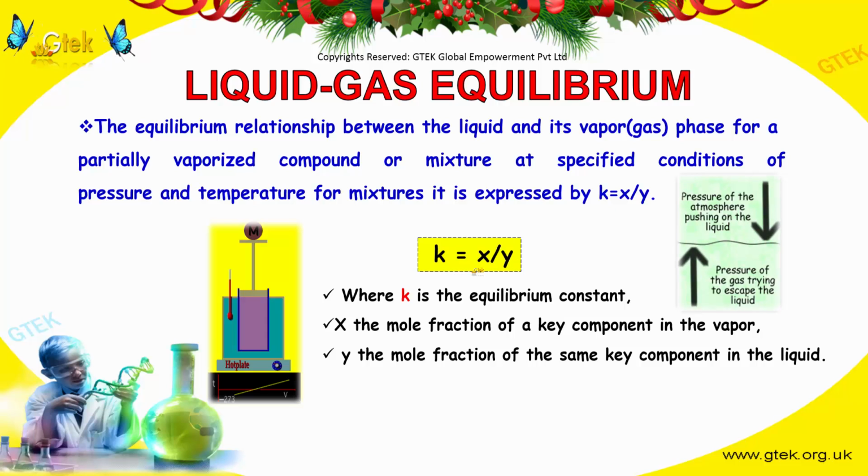It is expressed by the formula K is equal to X divided by Y, where K is the constant, that's the equilibrium constant. X is the mole fraction of a key component in the vapor, and Y is the mole fraction of the same key component in the liquid.